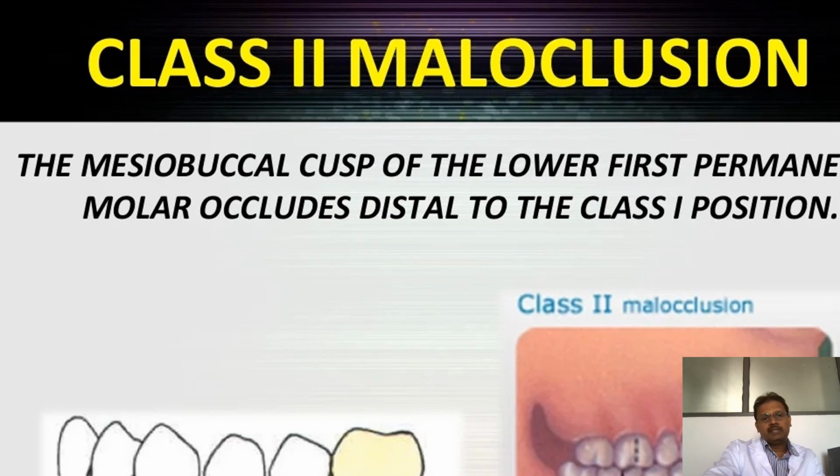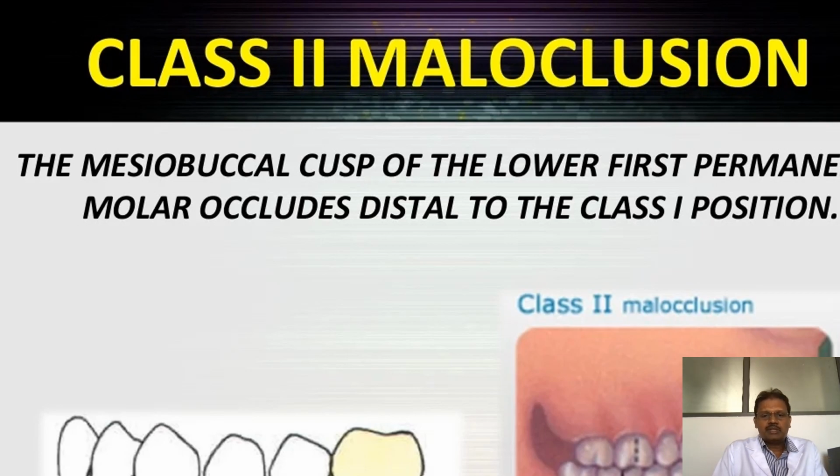So next we will go to the class 2 malocclusion, which is widely discussed and very important for discussion. So here again the distobuccal cusp of the upper first permanent molar will occlude in the buccal groove of the lower first permanent molar, and this is called the class 2 malocclusion.